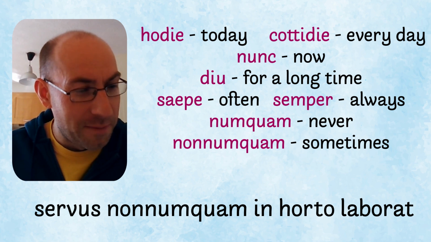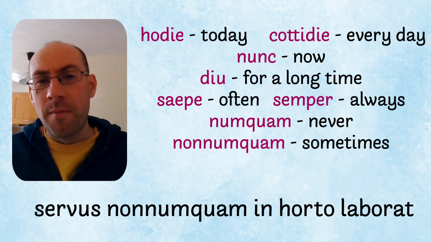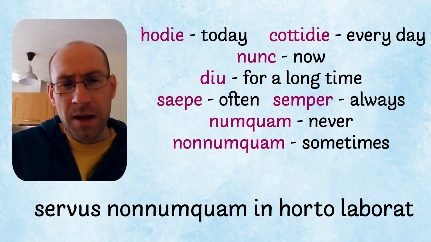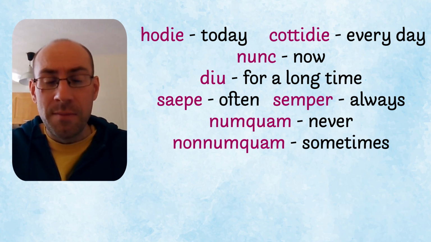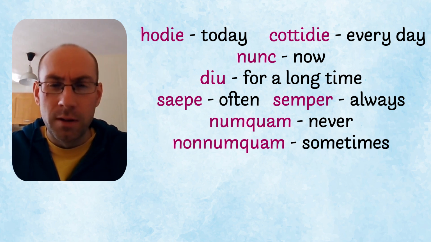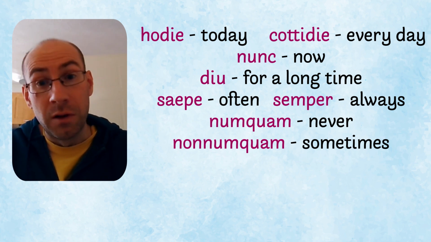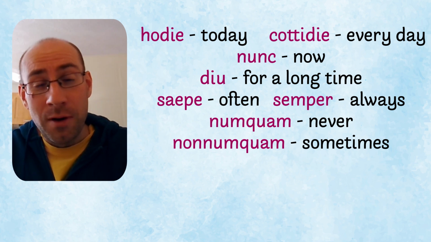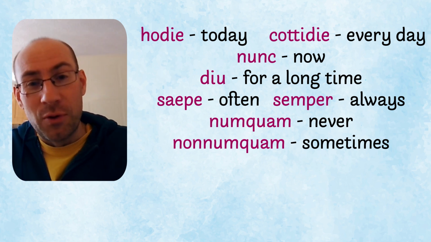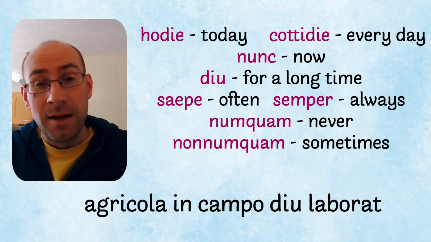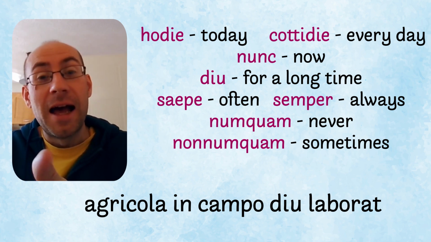What else have I got? I'm just checking my list here. What about the farmer? Remember him? Agricola. First declension, but masculine. The farmer works for a long time in the field. Campus, or you camp in the field. In campo, ablative. The farmer works for a long time, duration, in the field. Agricola in campo diu laborat.